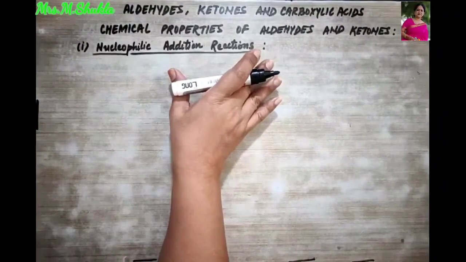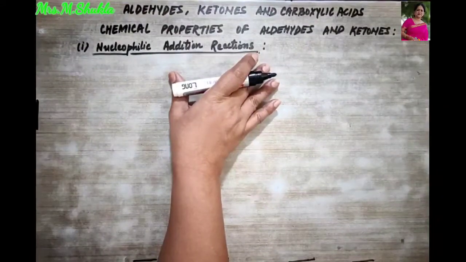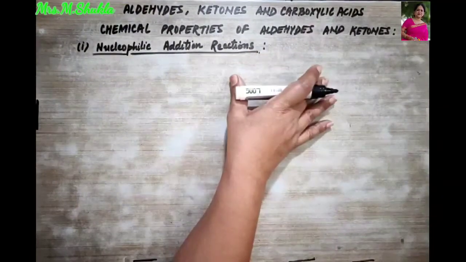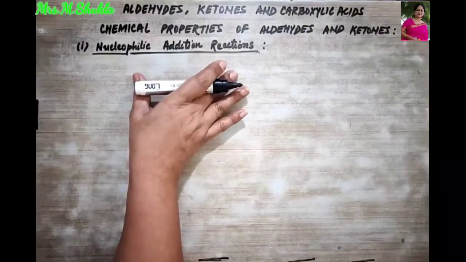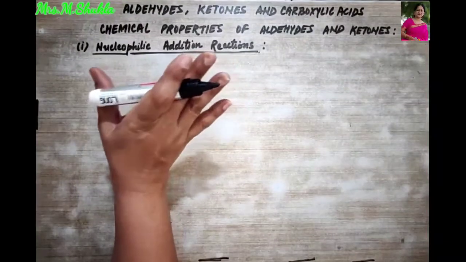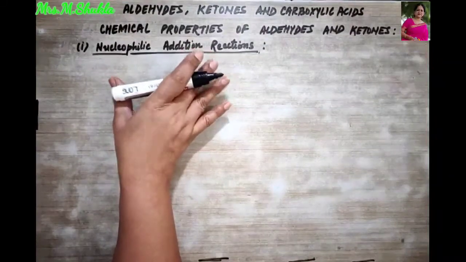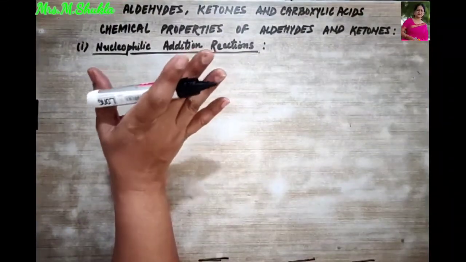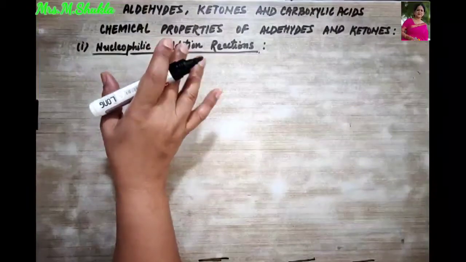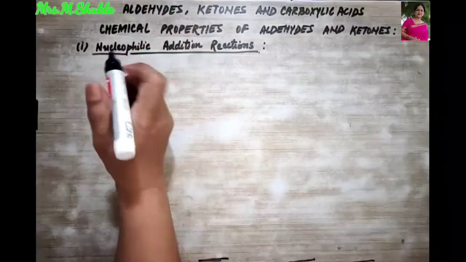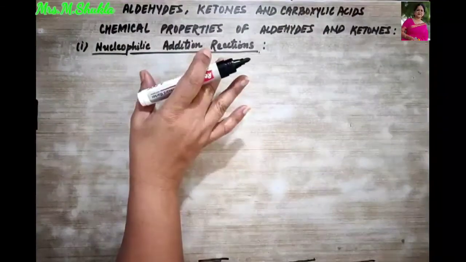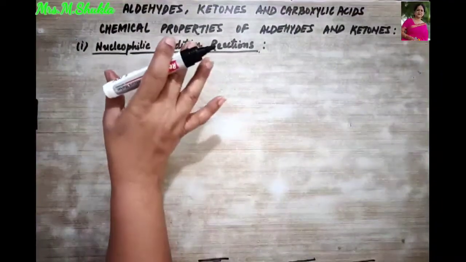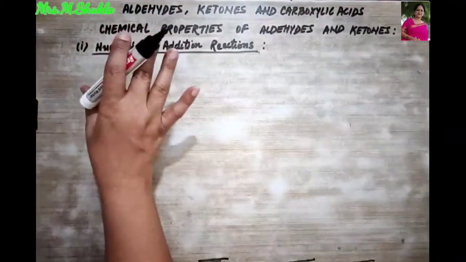So today we are going to discuss the chemical properties of aldehydes and ketones. To begin with, let us understand nucleophilic addition reactions. Now we know that both aldehydes and ketones are unsaturated compounds. Aldehydes and ketones both undergo nucleophilic addition reactions. These reactions are catalyzed by both acids and bases, right?